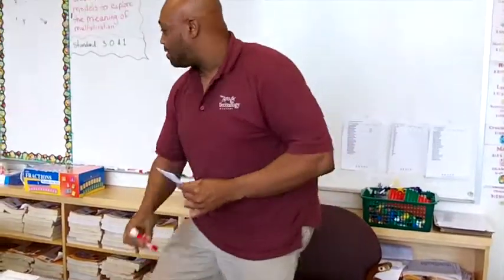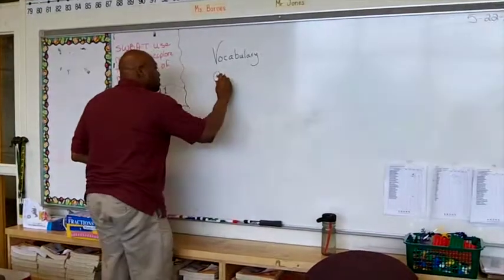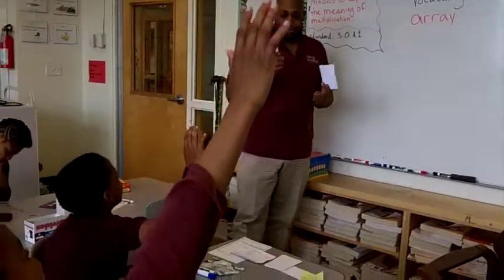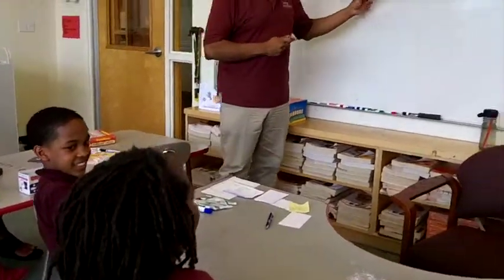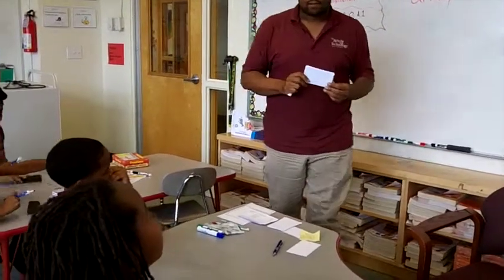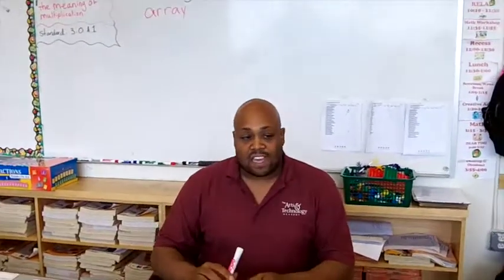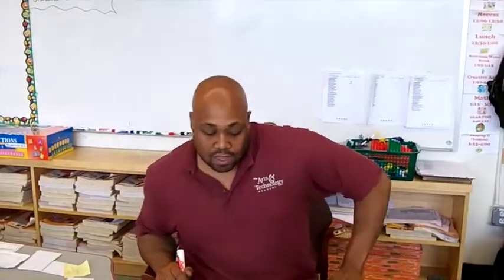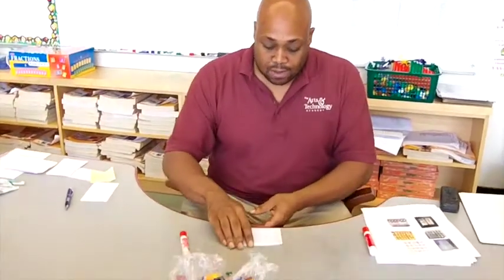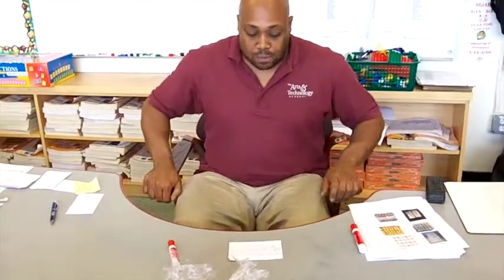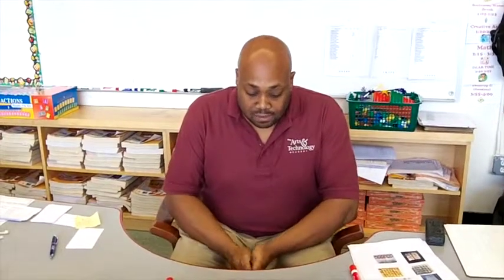Jones. Today we're going to use models to explore the meaning of multiplication. What is this word? Kamaya? Array. Do you know what an array is? An array is something that has rows and columns. An array is something that has rows and columns that are of the same length, or that are equal. All right? We will learn a lot about that particular word in today's lesson. The goal of today's lesson is to multiply numbers in order to find the product.